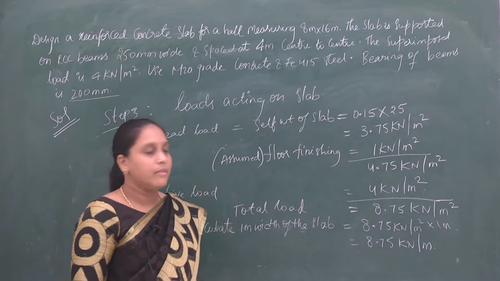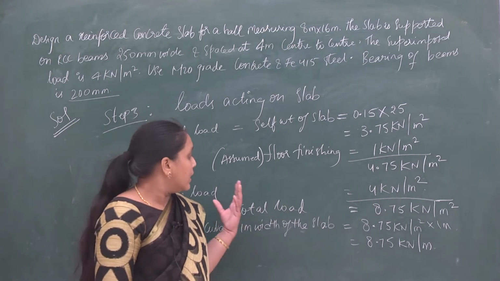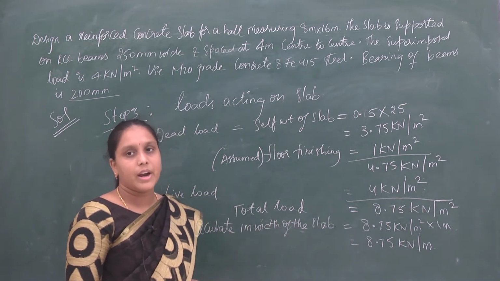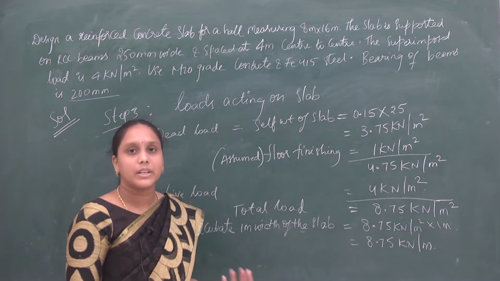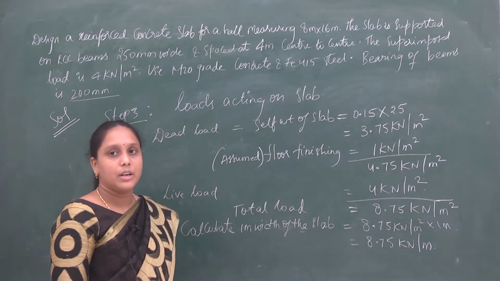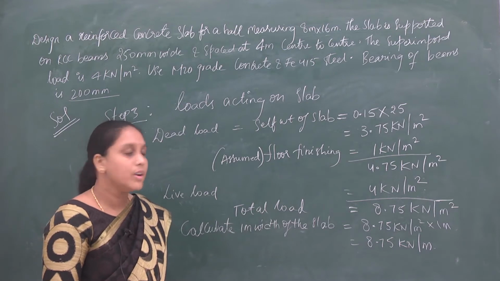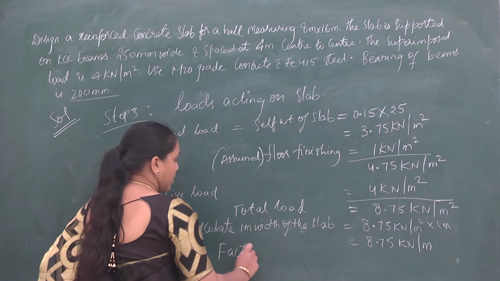But in the design, when we are designing, what we will do? We will multiply the total load with a suitable partial safety factor, and we will consider the design loads. That is nothing but the factored load. So now what we have to do here? We have to find out the factored load. That is, in designing, every time we will consider the factored load itself. So let us find out the factored load.